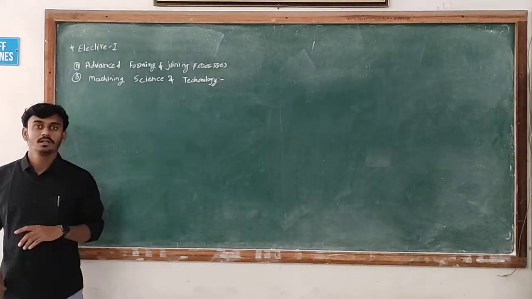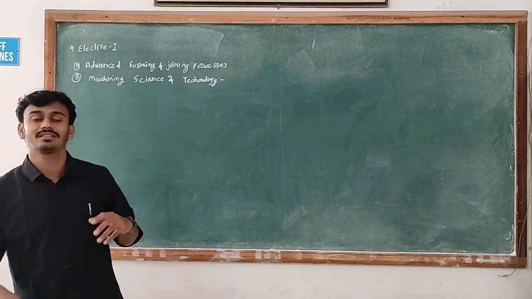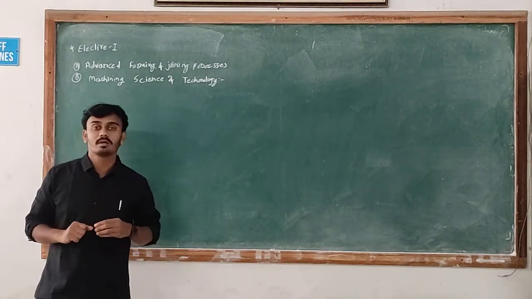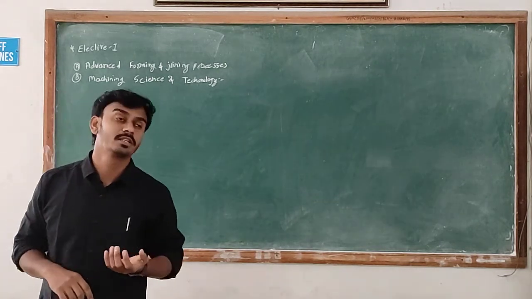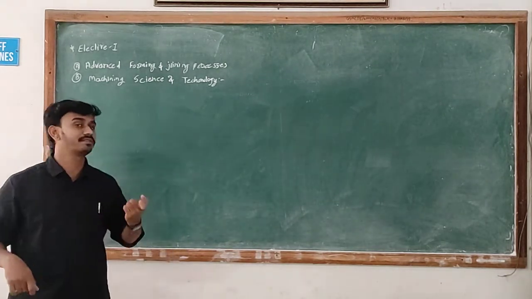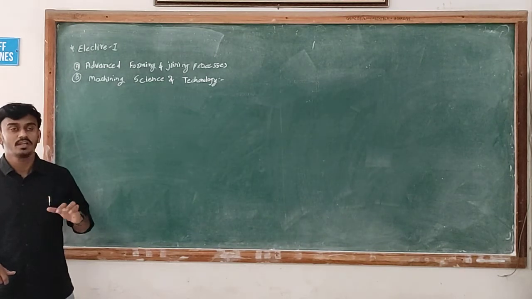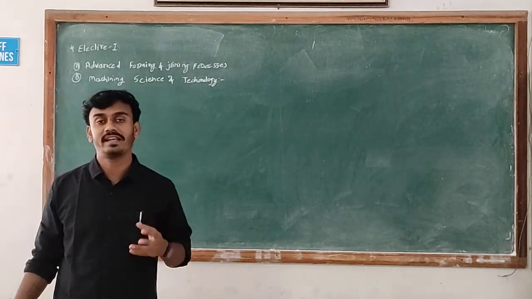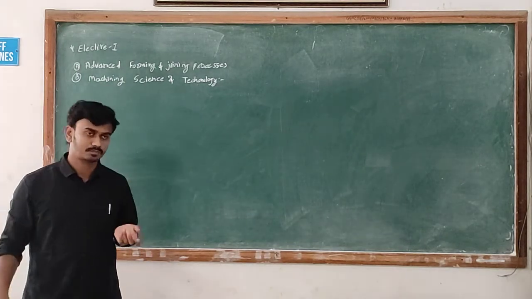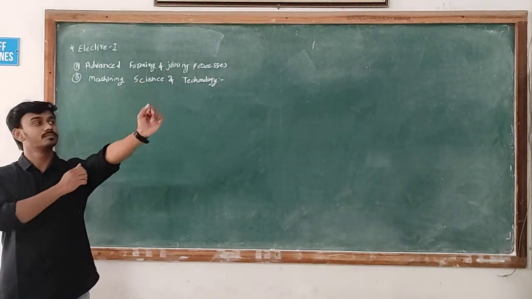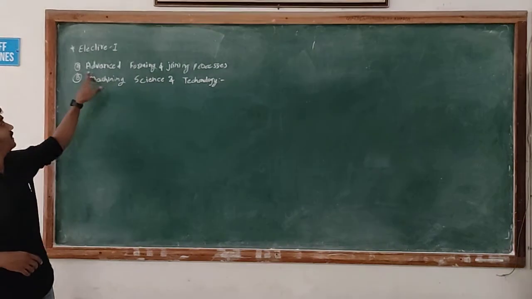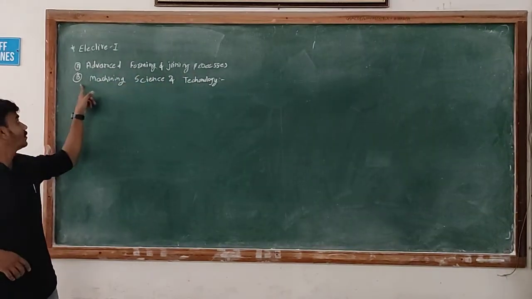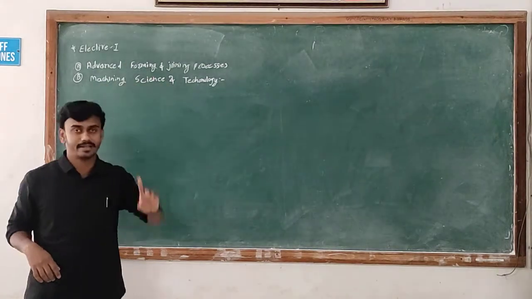Hello student. In today's session we will discuss our elective number 1, the third year syllabus. It includes 4 main subjects and the fifth subject is elective 1, in which there are 2 electives, out of which you have to select one. These 2 electives are, the first one is advanced forming and joining process, and the second elective, that is B part, is machining science and technology.